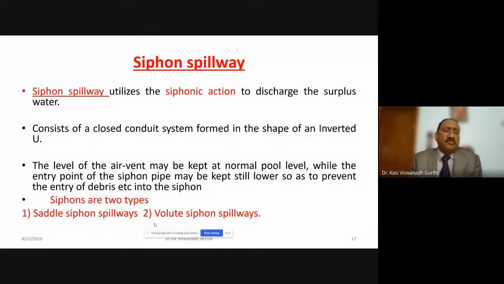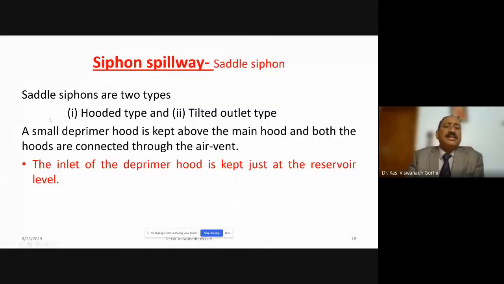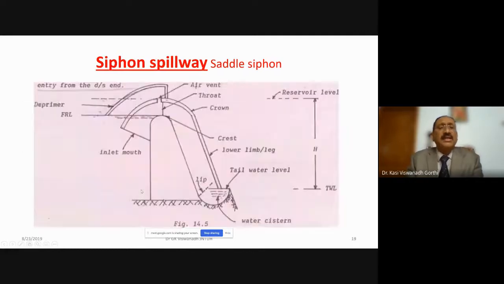So siphons are of two types basically, saddle siphon type and volute siphon type. And the saddle siphon types are once again subdivided into hooded type and tilted outlet type. A small deprimer hood is kept above the main hood and both the hoods are connected through the air vent. The inlet of the deprimer hood is kept just at the reservoir level.